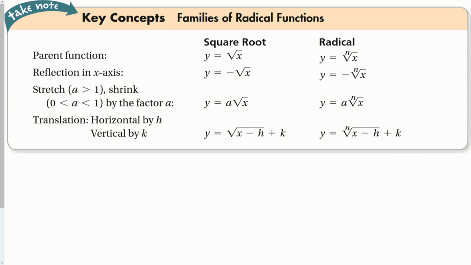So if our parent function looks like this, if we put a negative in the front, it's a reflection across the x-axis. If we put a number in the front, it would stretch the function if it's bigger than 1, compress the function vertically if it's between 0 and 1, and if we put a number in there, it would move it left or right, a number out there, up or down. Left for a negative, right for a positive, up for a positive, down for a negative. And this applies to any other radical functions. But again, we're probably just going to look at square roots and cube roots in this section.